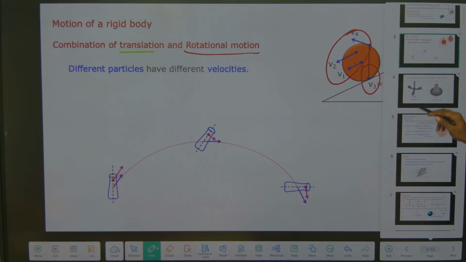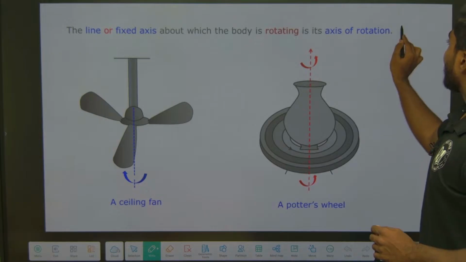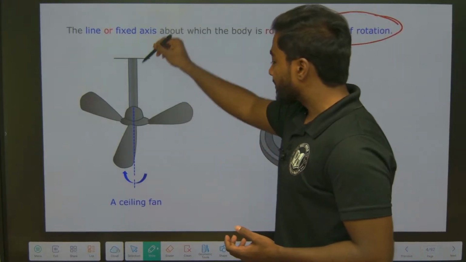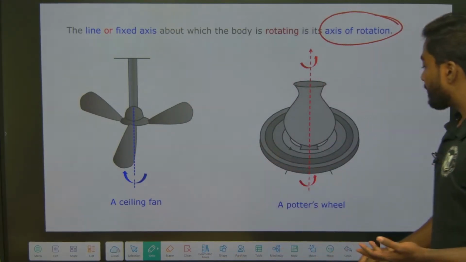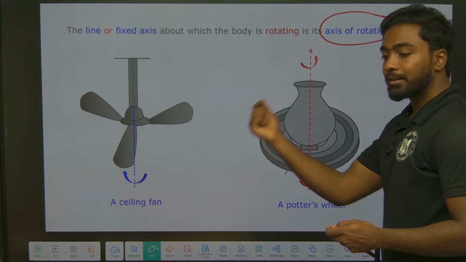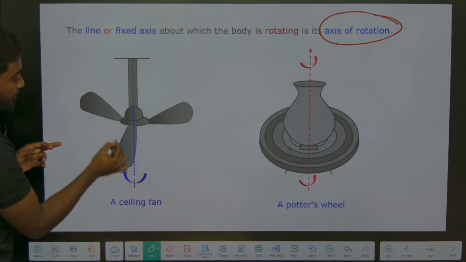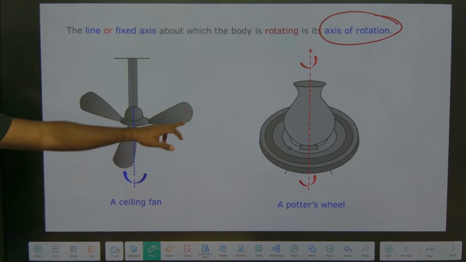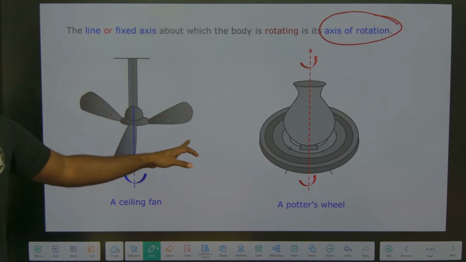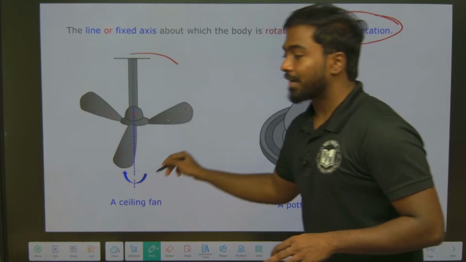Done? Yeah. So next one, a line or a fixed axis about which a body is rotating is known as the axis of rotation. When we talk about a ceiling fan, there will be some axis of rotation. And when we talk about a potter's wheel, there will be an axis of rotation, that is the center part. If I consider n particles in the wings, these particles will rotate around this axis of rotation.